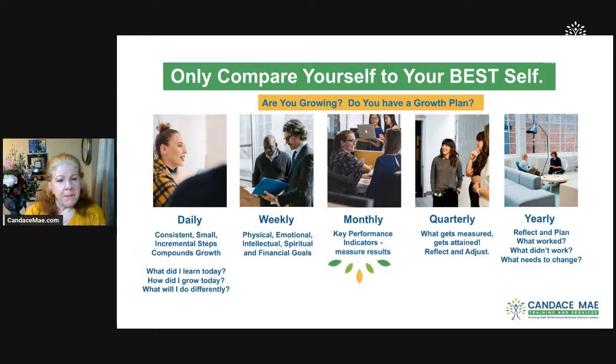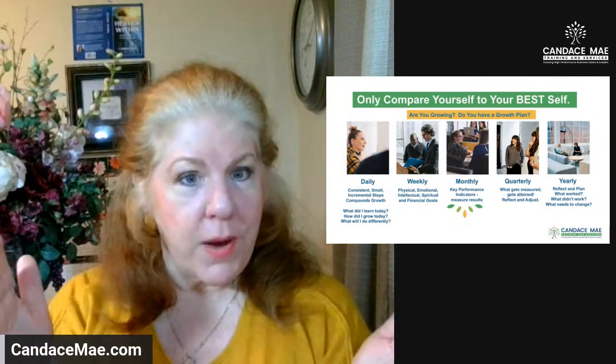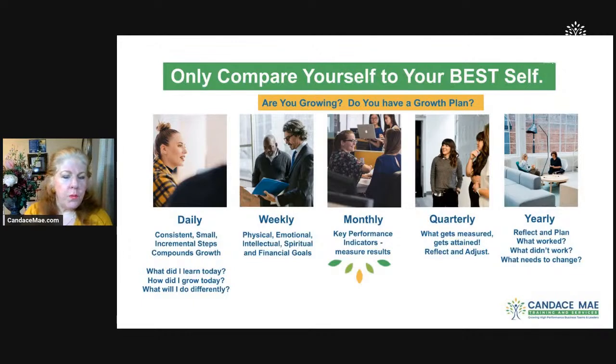Daily, it might be incremental small steps, but those small incremental steps really compound your growth. It's like the grass growing outside. You don't ever really see the grass grow. It's just one day the grass is tall, right? So you can ask yourself at the end of each day, what did I learn today? Through the people you meet, you can learn. Through the activities you have, you can set out a routine, books and studies and things you're doing. What did I do today to learn and how did I grow today? And what can I do differently?